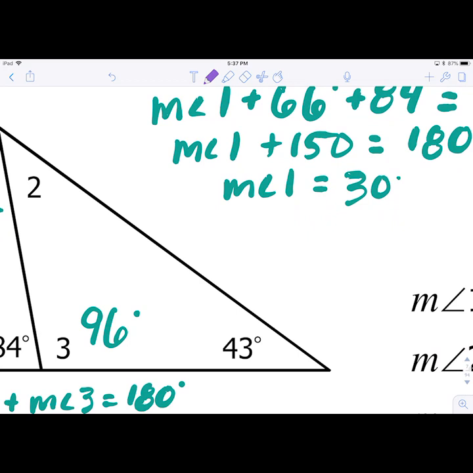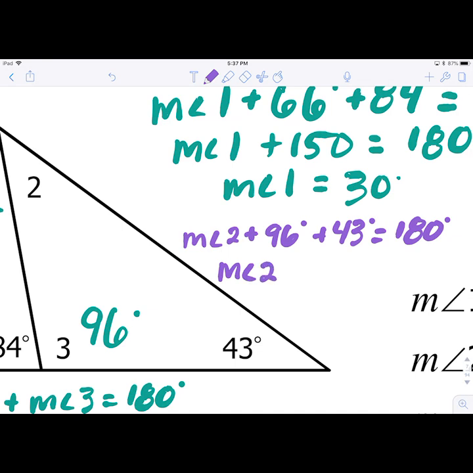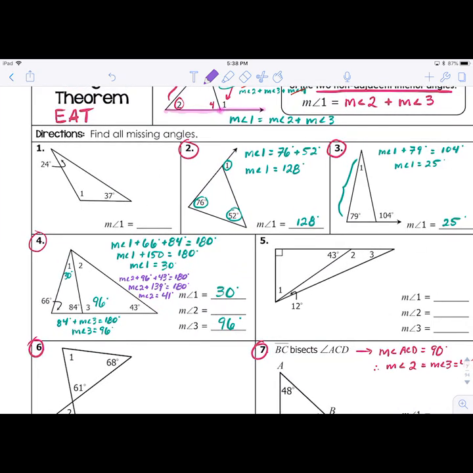We know that if we add all those angles up, we would get 180. So we know the measure of angle 2 plus 96 degrees plus 43 degrees is equal to 180 degrees. Okay? So 96 plus 43. It's 139 degrees. Equal that to 180. Measure of angle 2 is going to equal 180 minus 139, and we're going to get 41 degrees. So there we go.